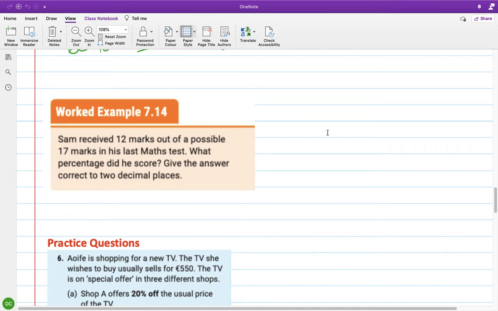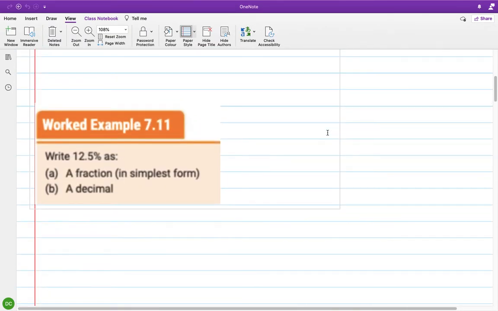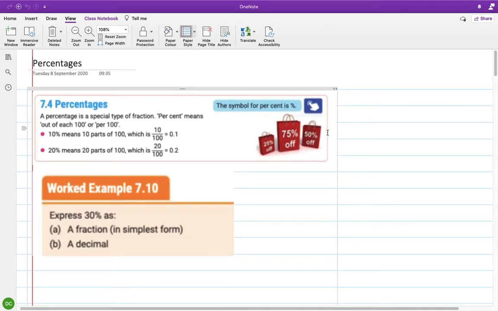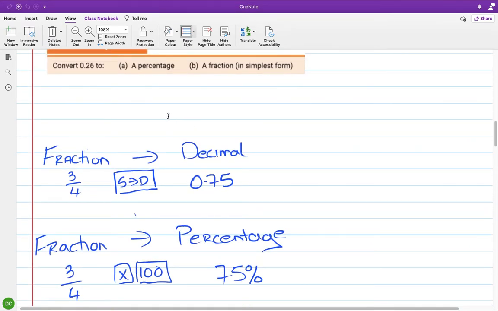Hi guys, I just want to start this one by going through what I asked you to do last Thursday. Last Thursday I asked you to do percentages. I gave you notes on percentages. I asked you to look through the examples and obviously try and understand where the examples came from. Hopefully you did that. I gave you these conversions using your calculator.